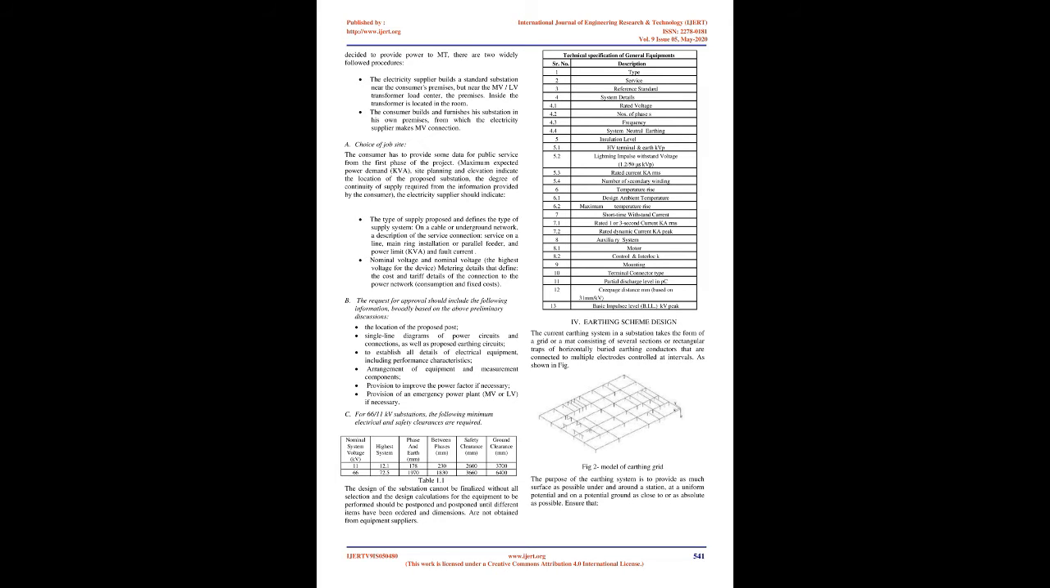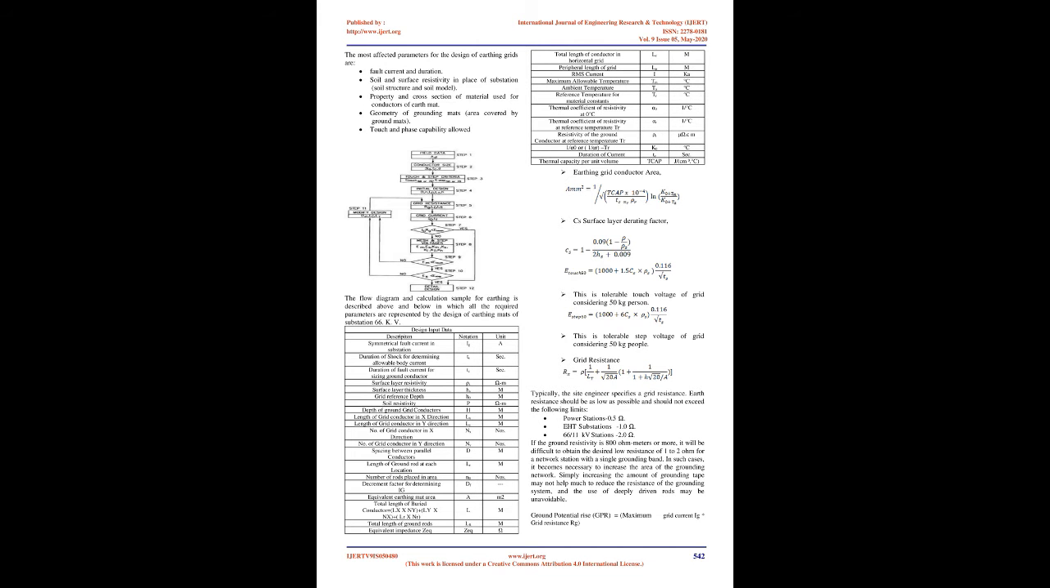The most affected parameters for the design of earthing grids are fault current and duration, soil and surface resistivity in place of substation, soil structure and soil model, property and cross-section of material used for conductors of earth mat, geometry of grounding mats, area covered by ground mats, and touch and step voltage allowed. The flow diagram and calculation sample for earthing is described above and below, in which all the required parameters are represented by the design of earthing mats of substation 66 kV.